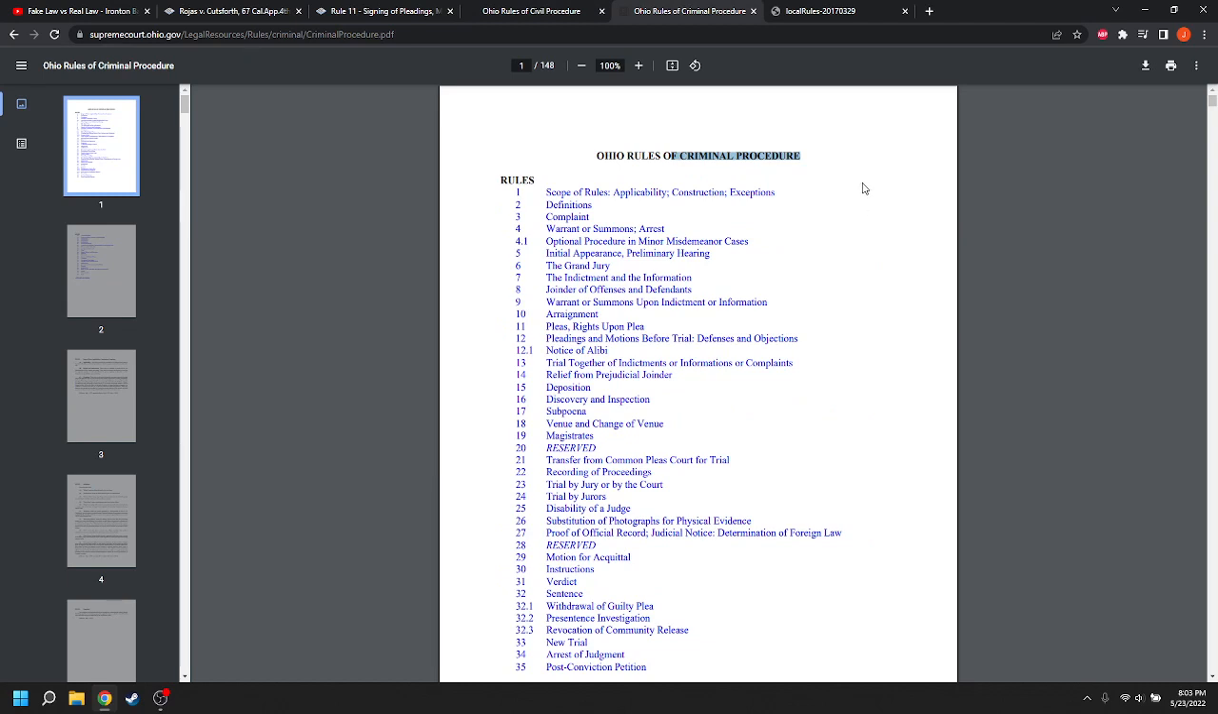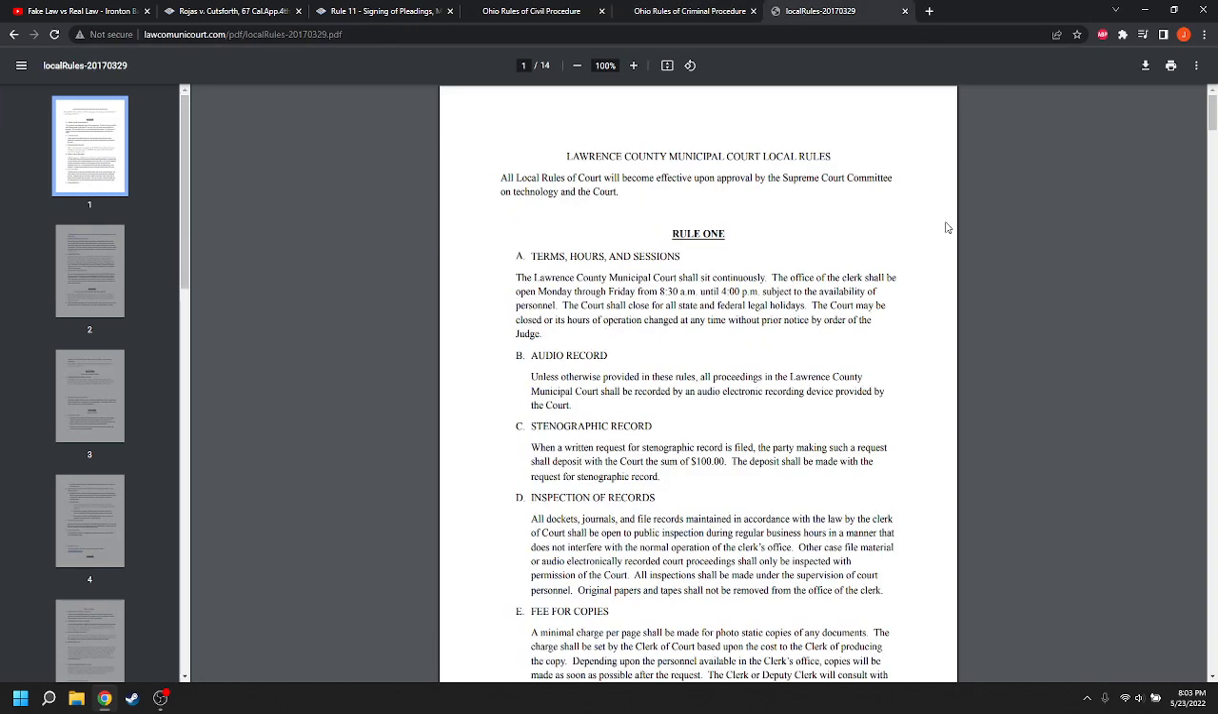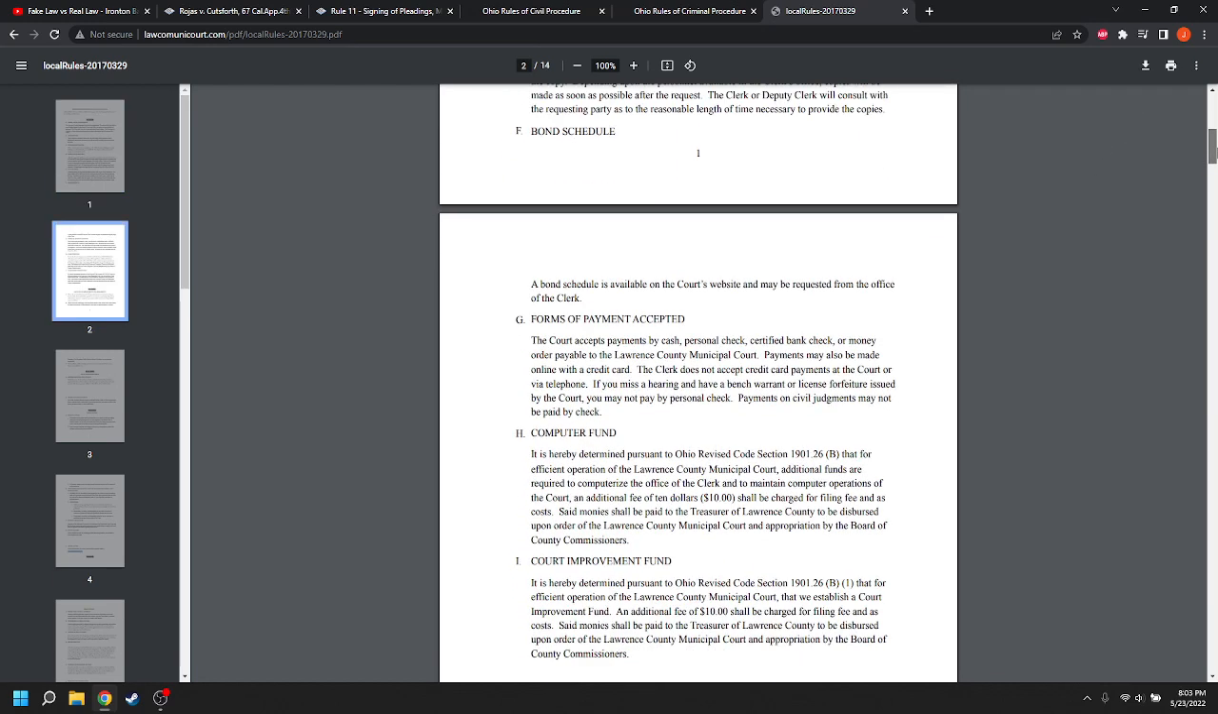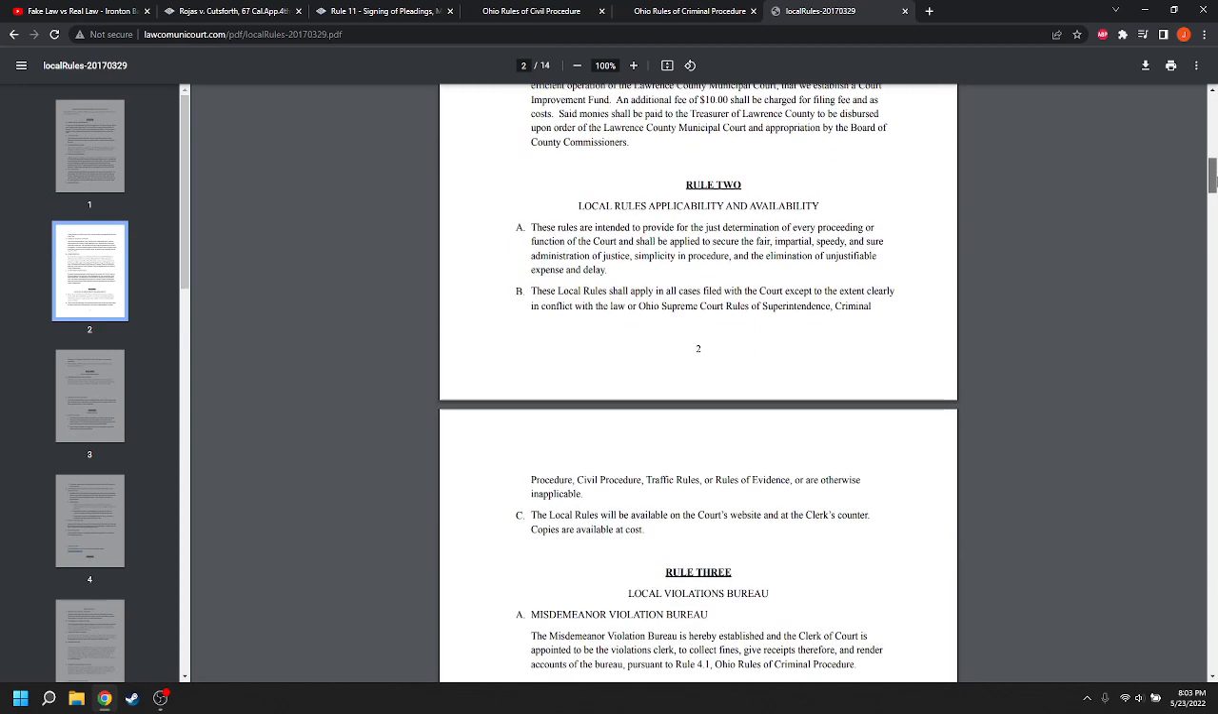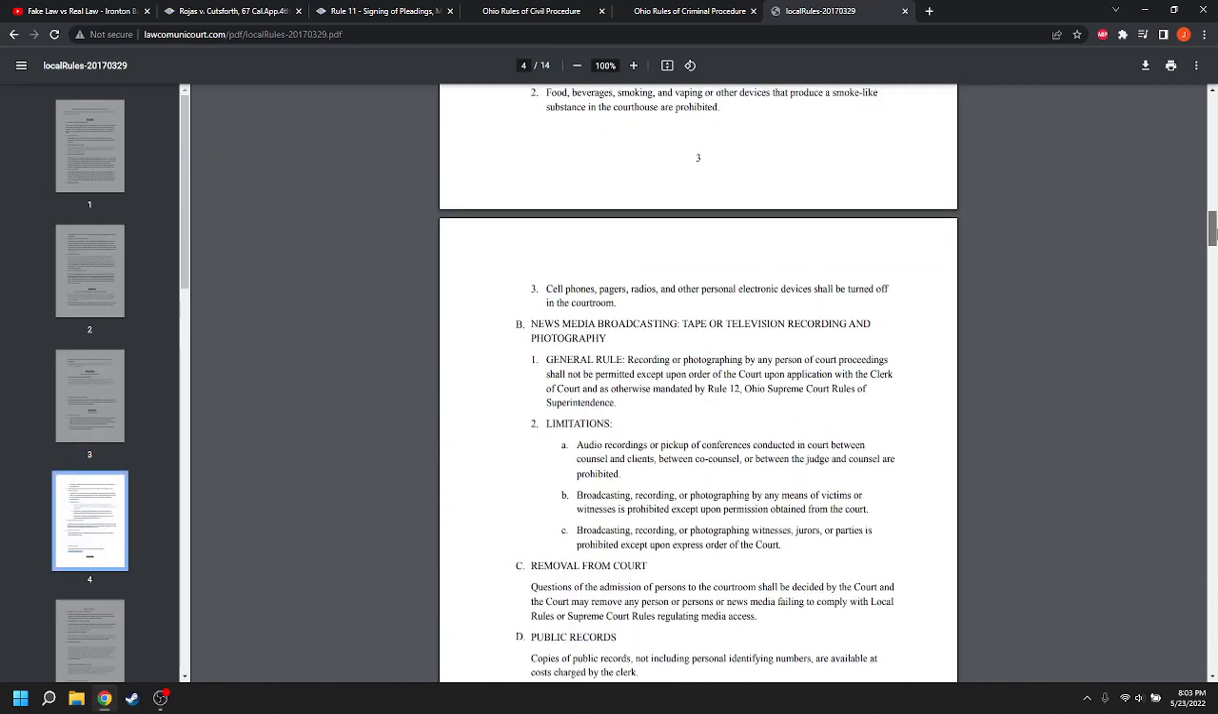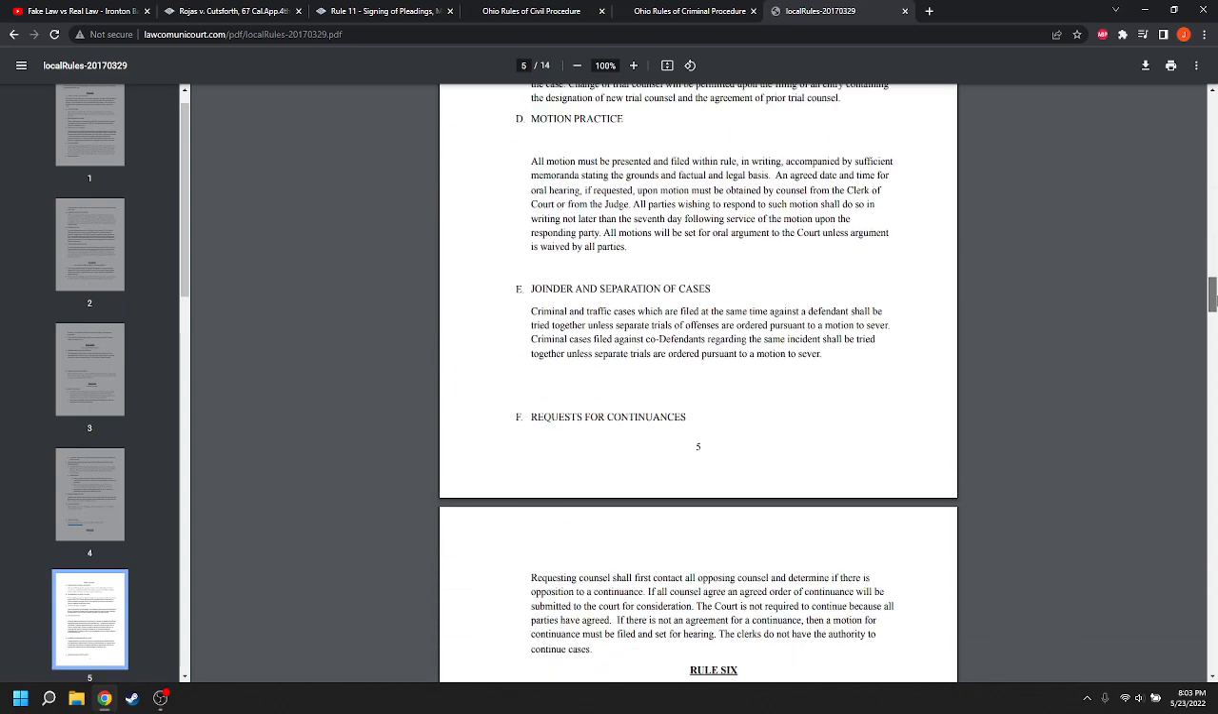I also want to point out that, generally speaking, there are going to be local rules, at least in Ohio and California, and probably other states. There are going to be local rules that add further complexity, I should say, to how you deal with a particular court.